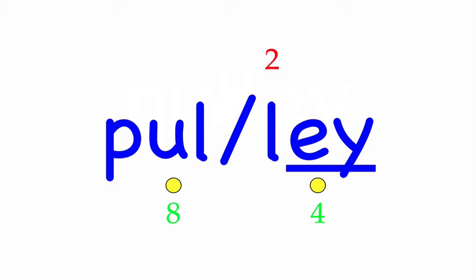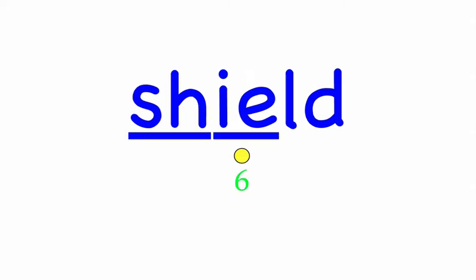Shield. Shield. The policeman wore his shield on his chest. Shield. Four sounds. Sh, E, U, D. Shield. Mark the word. Shield.